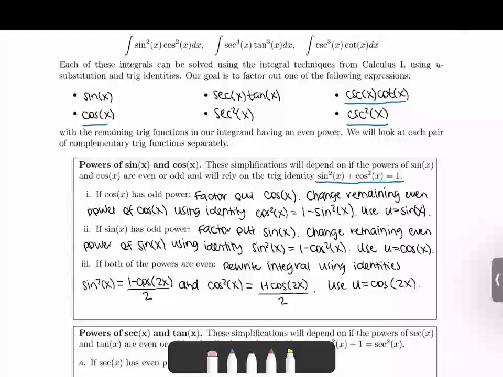So now let's look at secant and tangent. Because secant and tangent, the derivatives are a little bit different. So let me highlight this here. For sine and cosine, we just needed to factor out one sine or one cosine. For secant and tangent, what we need to factor out for u substitution to work looks a little bit different. We actually have to factor out a secant tangent or a secant squared. So these will work a little bit differently.